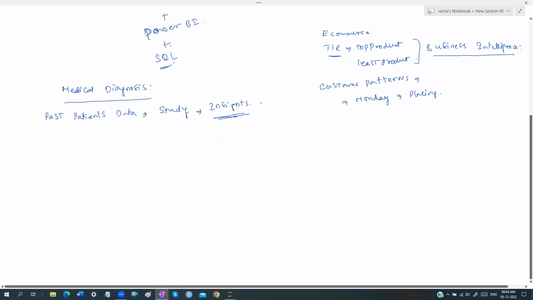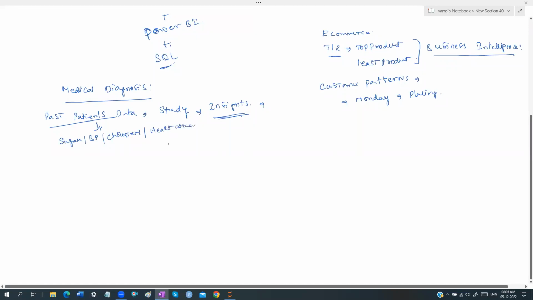So if you study the past patients data, you will get some insights. The patients data contains their sugar levels, their blood pressure, and other clinical data, guys. What are their cholesterol levels, something we have collected as data. And whether they have been affected with a heart attack or not.